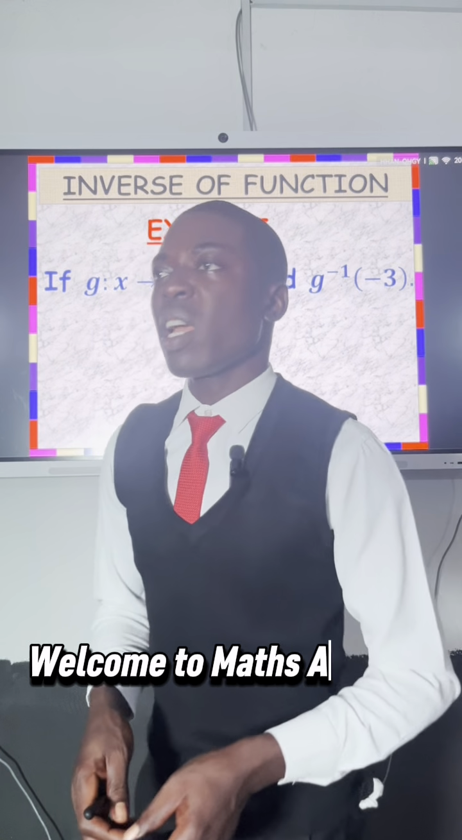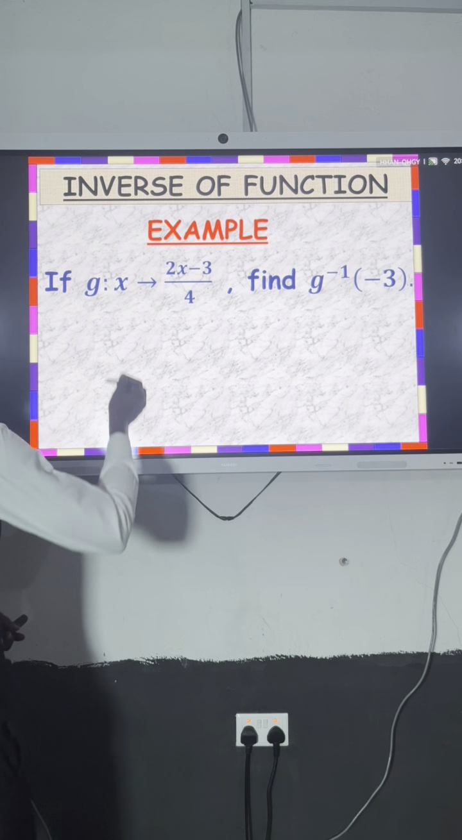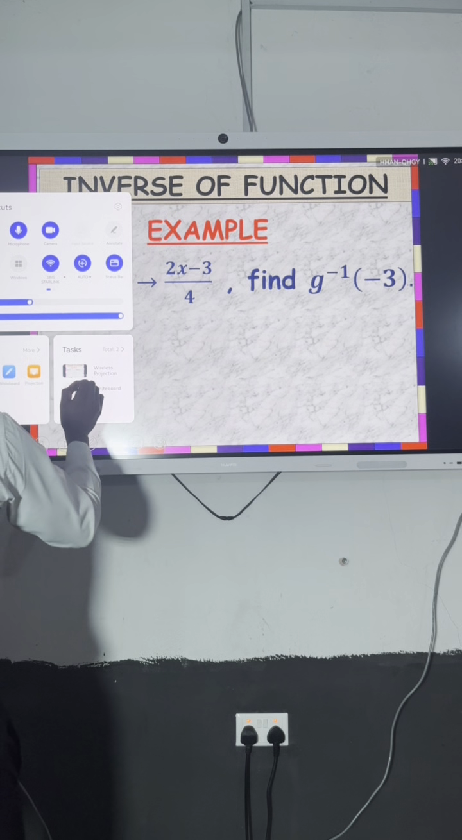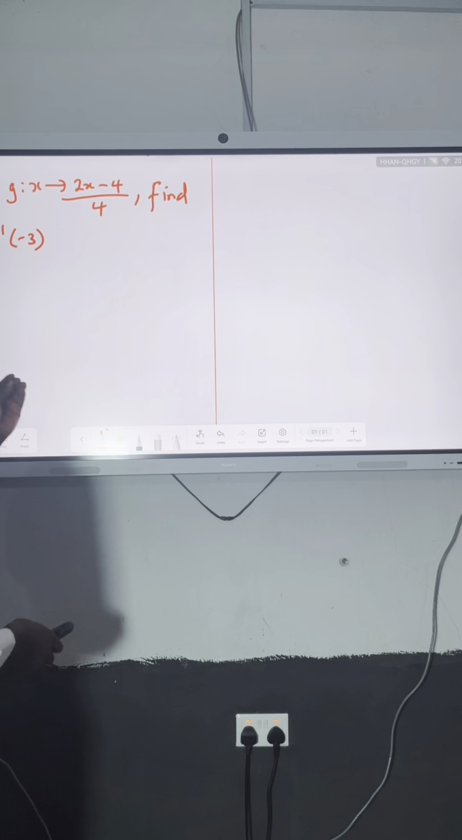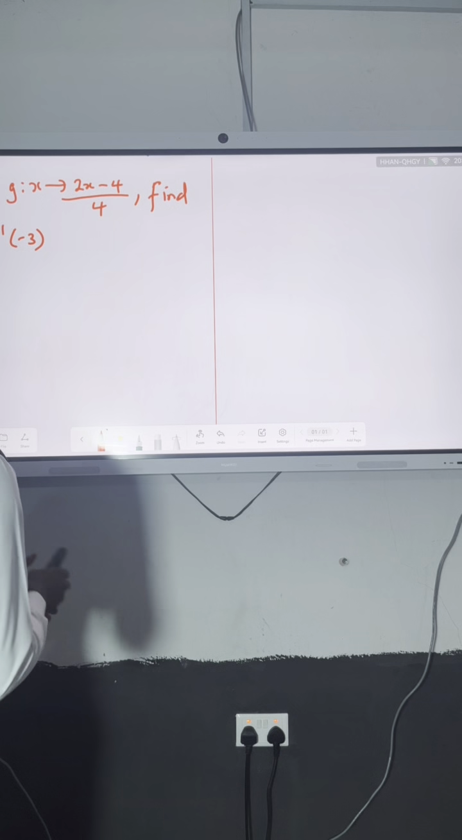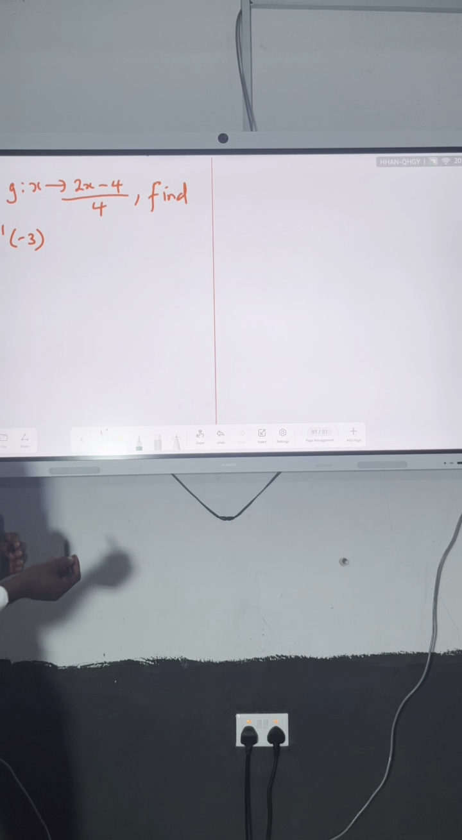Today we want to see how we can find the inverse of a given function. And we have a description of a function here to handle. So look at it. They said if g is a function, g is a machine, what does it do? It takes x and transforms the x to what?